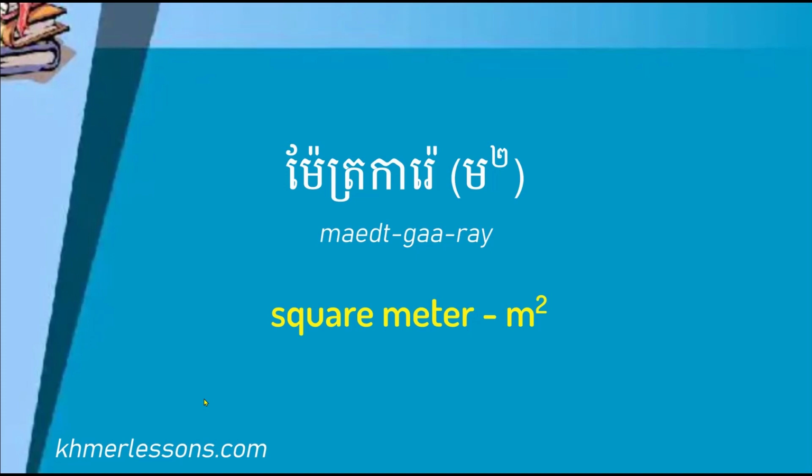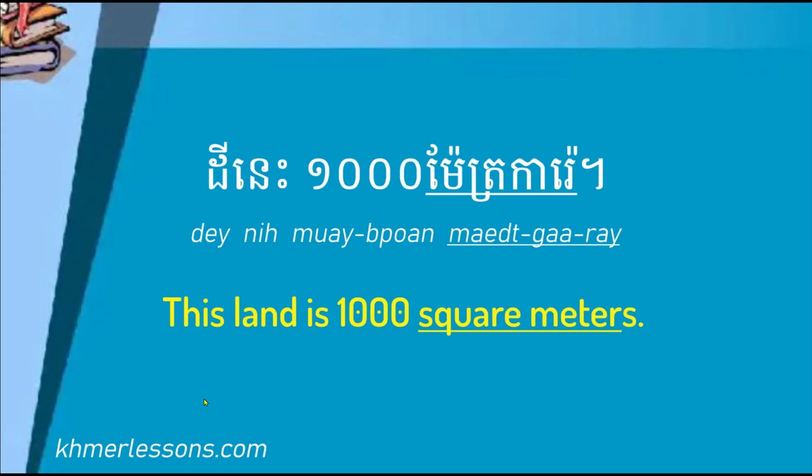Square meter. Square meter. Mét cà rê. Mét cà rê. Ba. This land is 1,000 square meters. This land is 1,000 square meters. Đây ní 1,000 mét cà rê. Đây ní 1,000 mét cà rê. Ba. So, đầy ní, it means this land. And 1,000 mét cà rê, yeah, is 1,000 square meters. Ba.